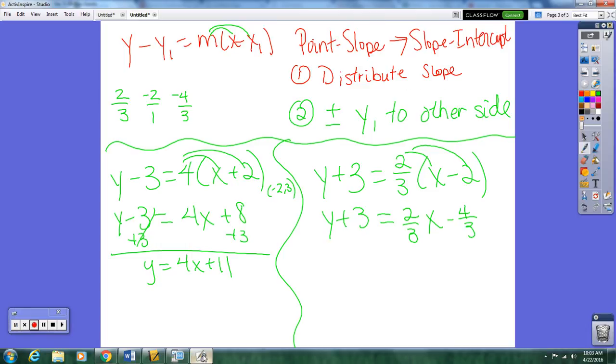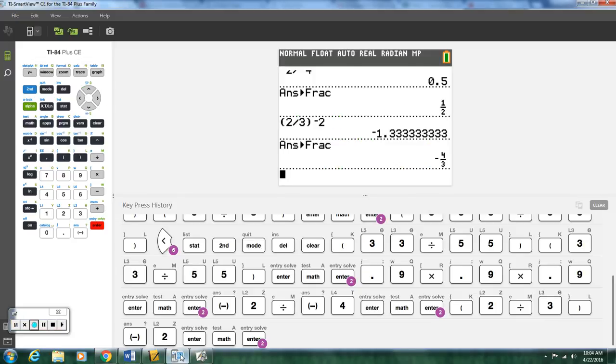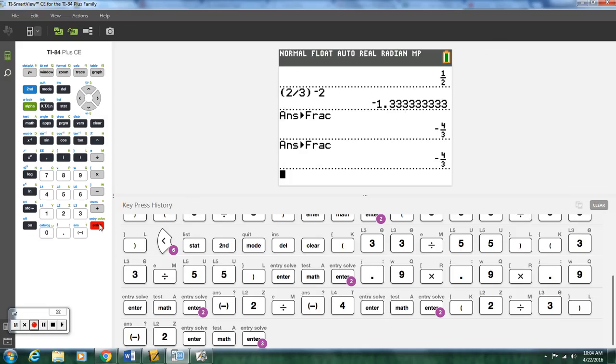So we got our second step. The opposite of plus 3 is going to be minus 3. Okay? So if we subtract 3 from both sides, we mark those out. That's the whole purpose of it. So we get y equals 2/3 x, now we got negative 4/3 and negative 3. It's a whole number. We can use our calculator just like we did before. Negative 4/3. So if I say enter, that's my negative 4/3. I can just hit enter and it'll put it up there.